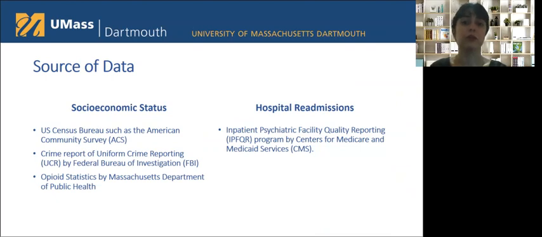The independent variables on socioeconomic data were obtained from various resources, including surveys conducted by the U.S. Census Bureau, such as the American Community Survey, crime reports of Uniform Crime Reporting by the FBI, and the opioid statistics by the Massachusetts Department of Public Health. The dependent variables on psychiatric inpatients and readmissions were collected from the Inpatient Psychiatric Facility Quality Reporting Program by the Centers for Medicare and Medicaid Services.